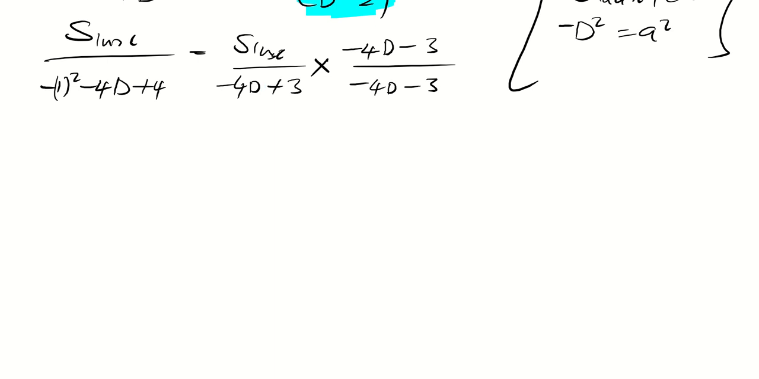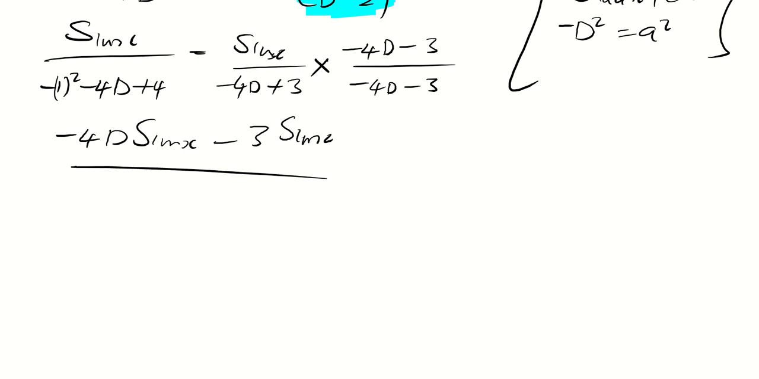Okay, so now I'll be left with minus 4D sine x minus 3 sine x divided by 16 D squared. So you multiply them, and then I'll be left with minus 9. Okay, so I only multiply the first term and the last term.